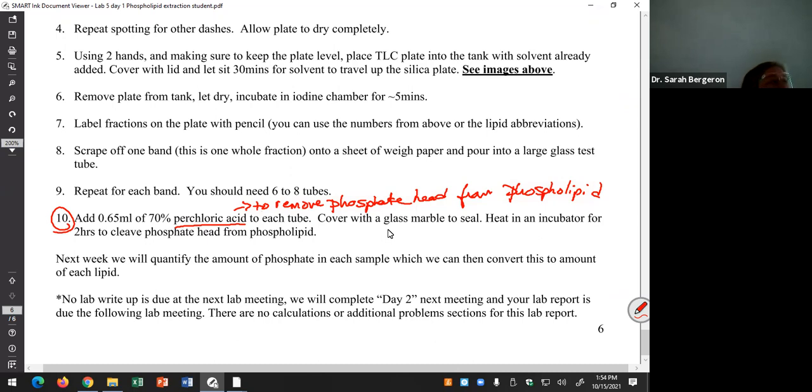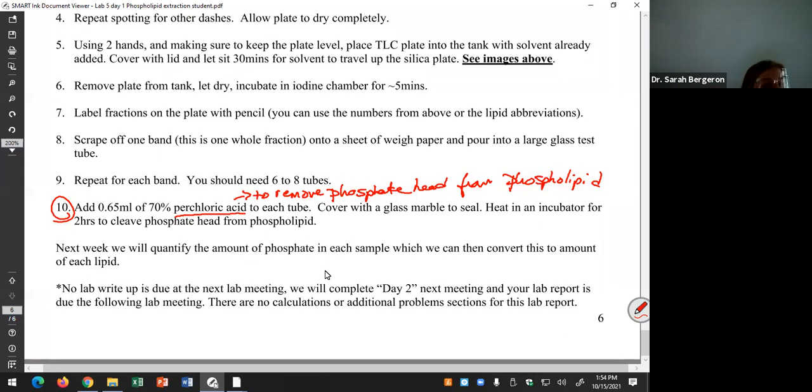So we have to put it in a heater for the perchloric acid to work the best. So you can't put anything plastic or it will melt in the heater. So you can't cover it with anything plastic. So we cover it with a glass marble to prevent evaporation, but at the same time, nothing can melt, right? And I'll show you where those are and stuff. And then in the next lab, we'll quantify the amount of phosphate in each sample.